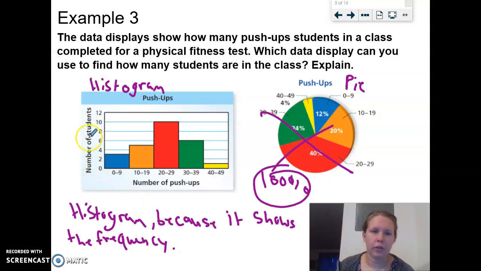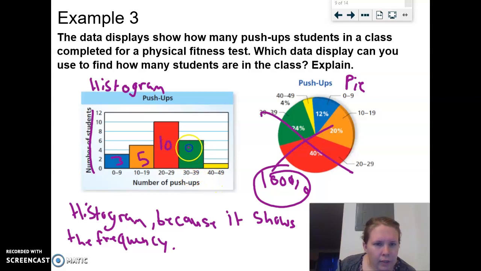Okay, basically showing your frequency. And instead of writing frequency, this time they wrote the number of students. So let's go ahead and even find this answer. I would say from 0 to 9, it looks like 3 people were able to do 0 to 9 push-ups. From 10 to 19 push-ups, I would say that's probably about 5 people. The biggest range here is 10 people.